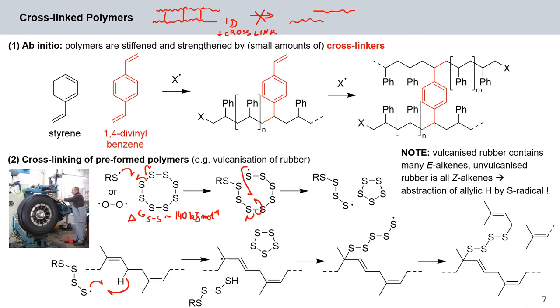Again we're left with a radical which will probably seek out the most stable position in the rubber chain, like so, as a tertiary radical. And this tertiary radical can in turn react with other sulfur rings, sulfur 8 or sulfur 5 rings, and effectively generate reactive ends, which in turn can react with other parts of the chain or with neighboring chains.